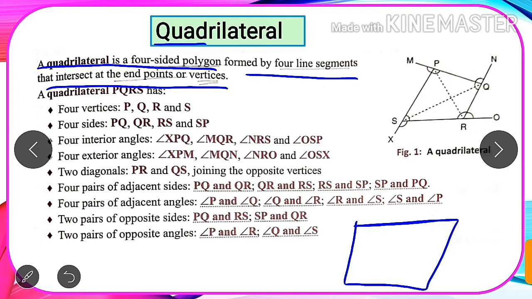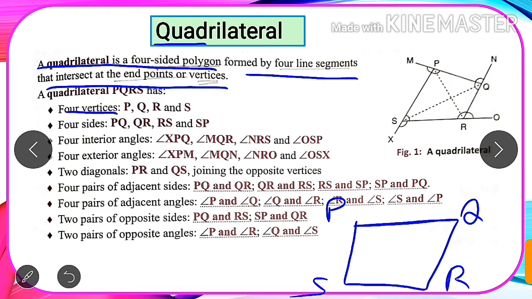Let us see the properties of quadrilateral. Four vertices, let us name them P, Q, R and S. So these points are called vertices and it has four sides. What are the four sides? Here PQ is one side, another side is QR, another one is RS and next one is SP. So these are the four sides of quadrilateral.